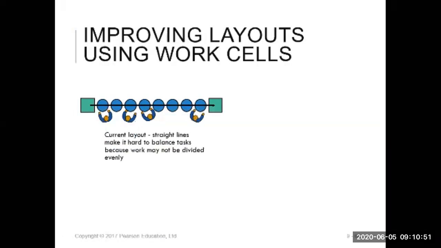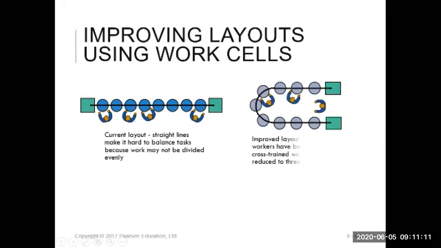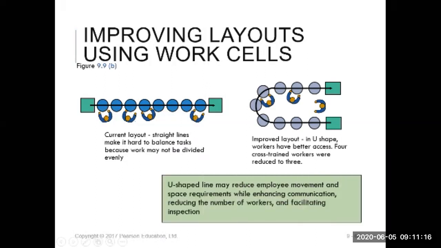Okay, so this is the current layout, straight lines. There's a possibility that the task is not evenly divided, so maybe some workers have to handle more machines compared to others, and you need 4 workers. If you improve like this, you put it in a U shape, so the workers have better access to all the machines. Instead of needing 4, you need only 3.